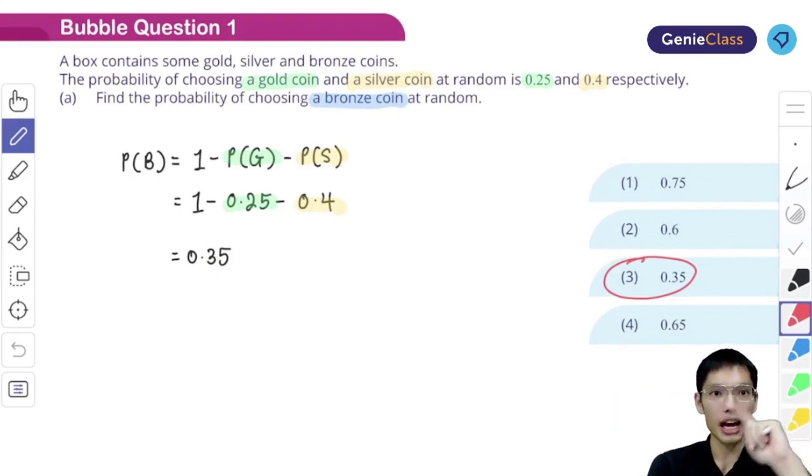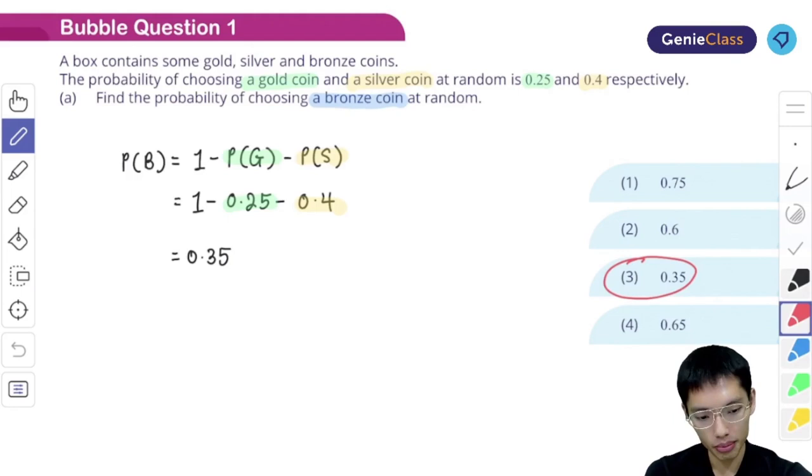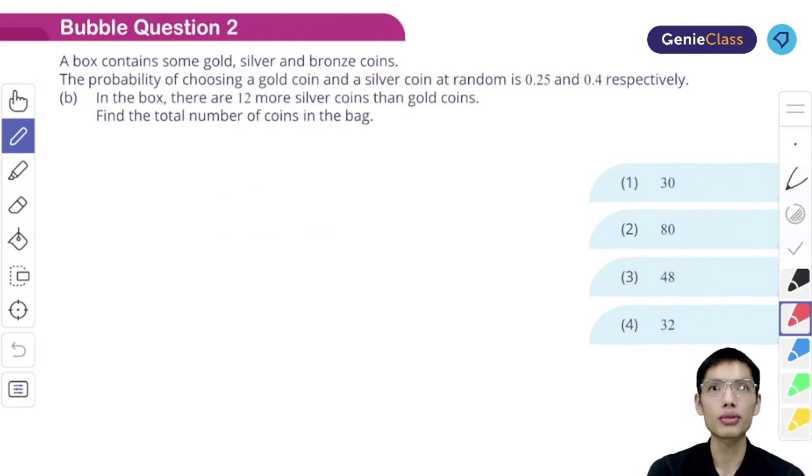When you talk about times, which I'm going to go through later when it considers multiple events, times means and, plus means or. So each one of them is an individual event. Based on this question, you have to think about all the different possibilities. I hope this is a little bit clearer, Denise, before I move on to bubble question 2.